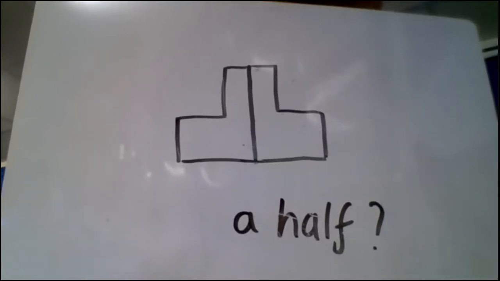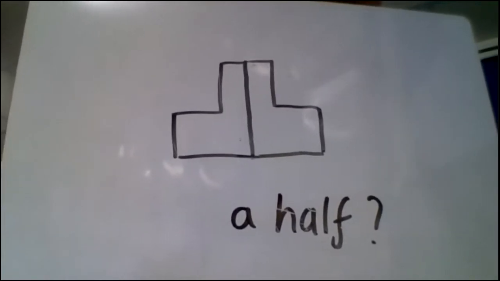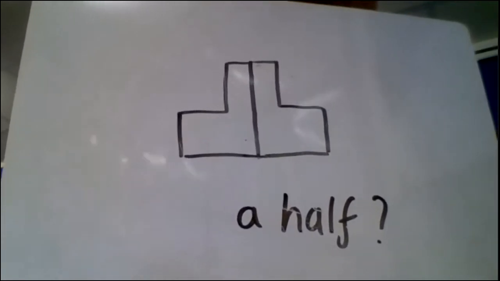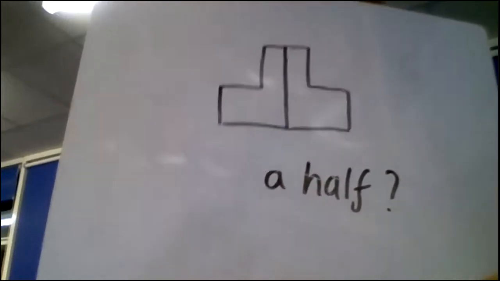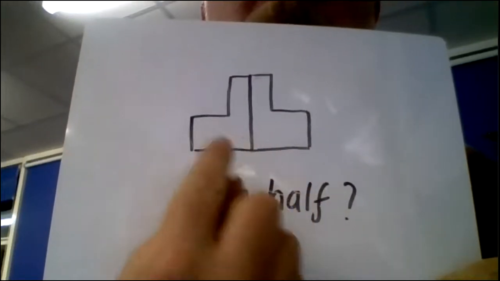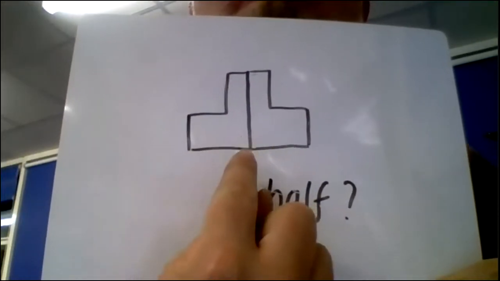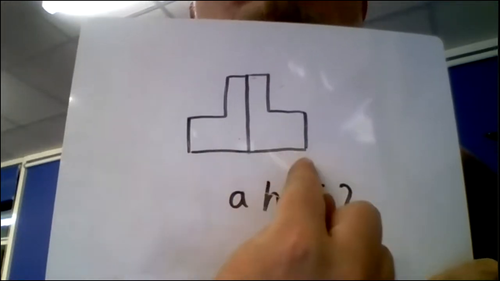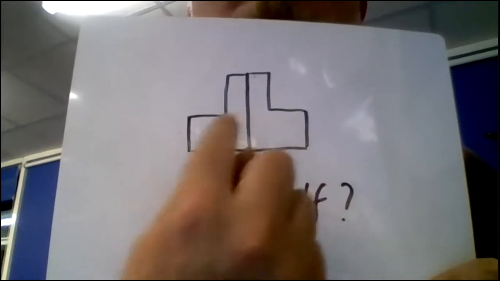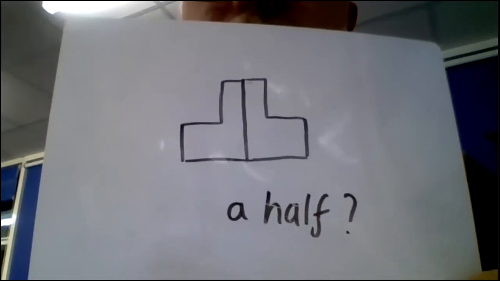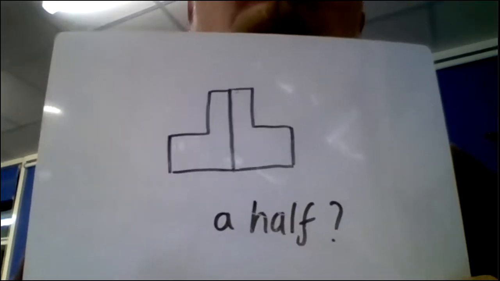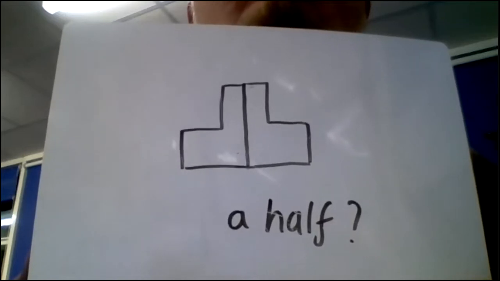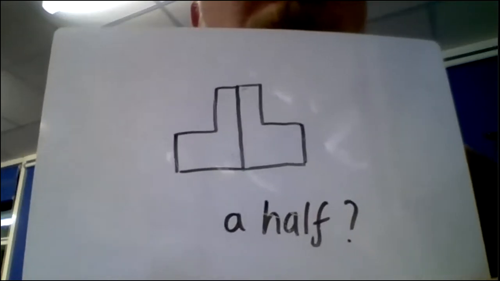Who went for not whole, not half, sorry. Okay, who went for a half? It is indeed a half, because although it's a funny shape, there is a line of symmetry down the middle. Like a butterfly, this side would fold over to this side. So both of those are actually a mirror image of each other, but they are the same size. Two halves making a whole of a rather funny T shape. So that is two halves make a whole.